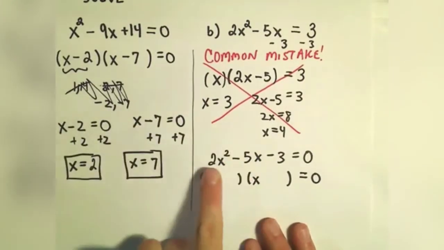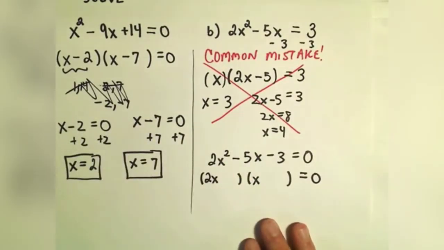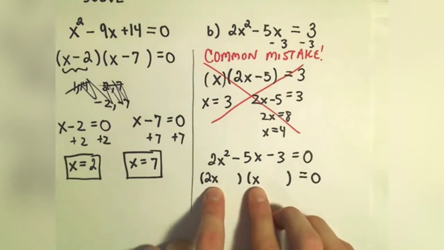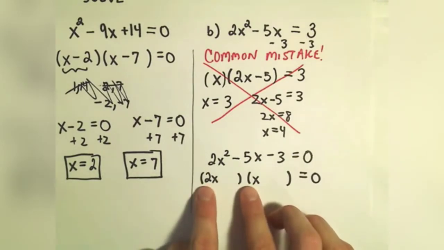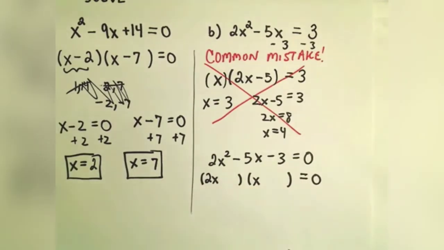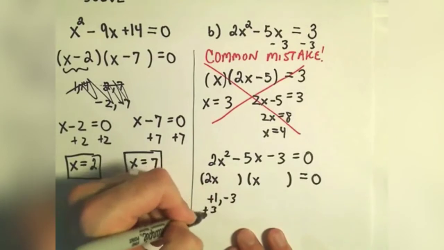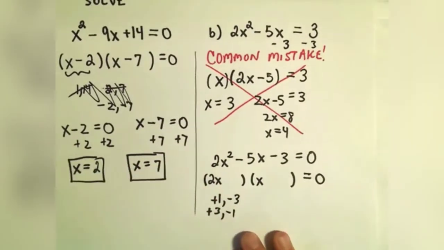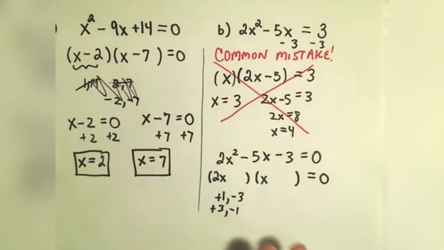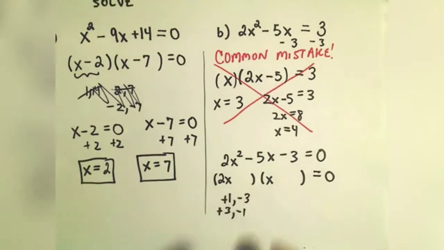So to me, the only way to get the 2x squared, at least using whole numbers, is I definitely need an x and an x to get x squared. I'm going to have a 2 and a 1 to get the 2. Okay, fair enough. To get negative 3, I'm either going to have to use positive 1 and negative 3, or positive 3 and negative 1, again, if I'm using whole numbers. And in my head, I just start playing with them, because I also have a choice of where they go.